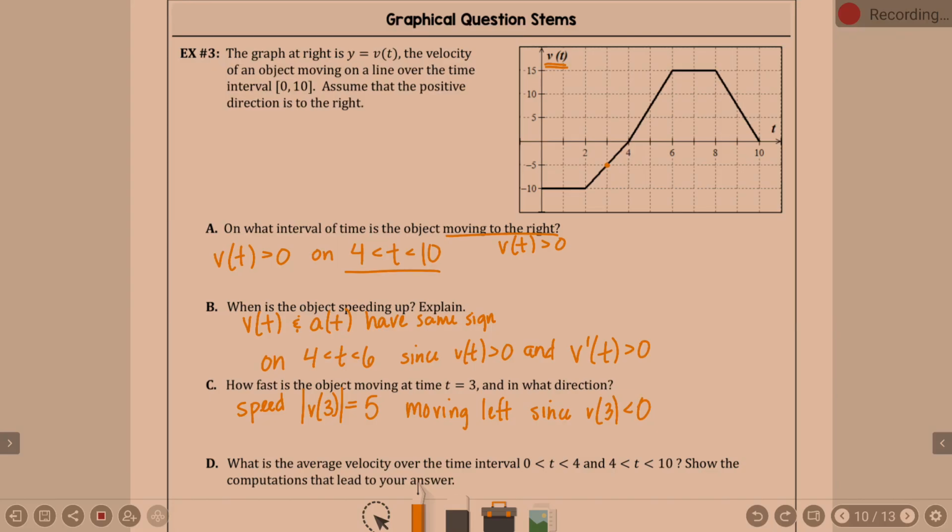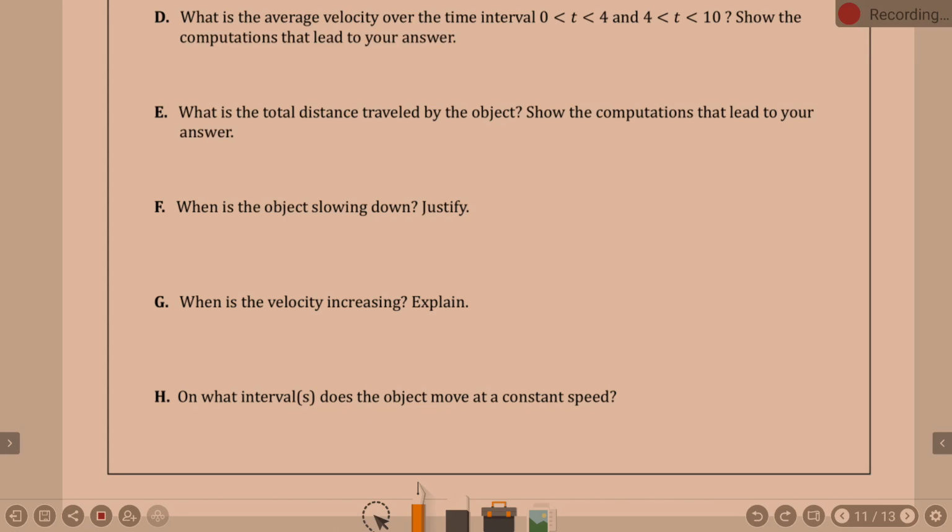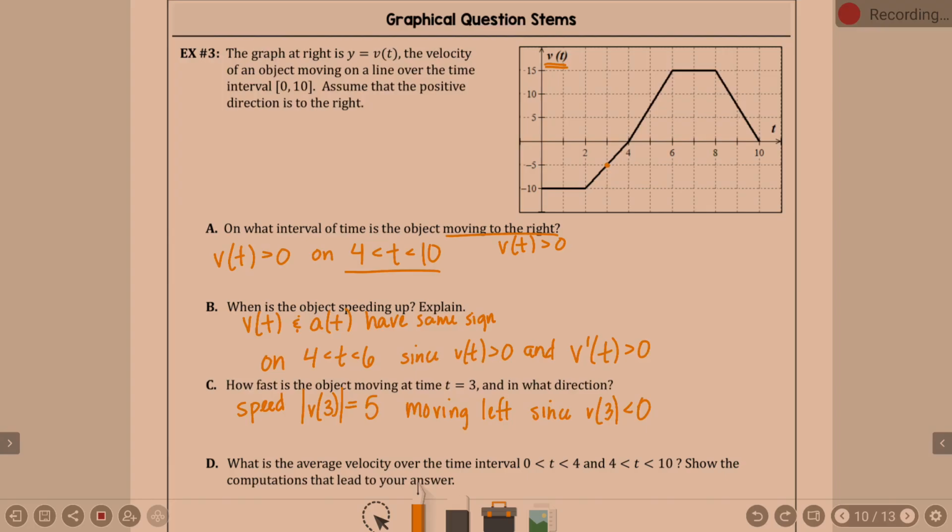Okay. D. What is the average velocity over the interval from 0 to 4 and 4 to 10? Show the computations that lead to your answer. What are we going to talk about with average velocity? Rate of change. Okay. How are we going to find that? v of 4 minus v of 0 over 4 minus 0.